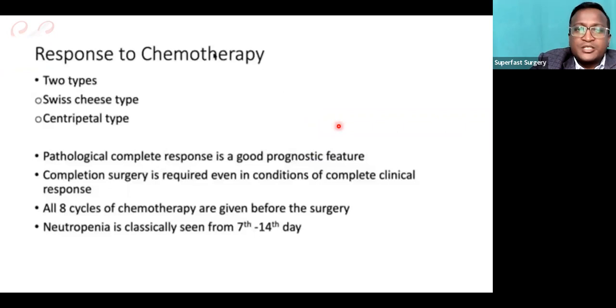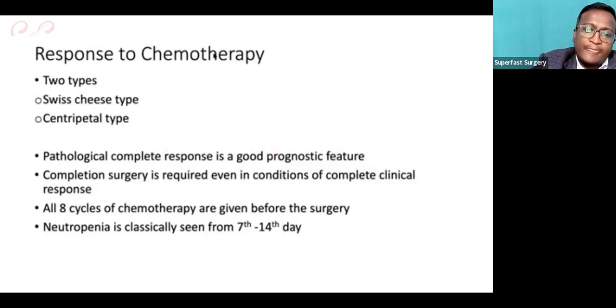Now, how does the tumor respond? It is not like if you give chemotherapy, the tumor will respond concentrically and decrease smaller from 4 cm to 1 cm. It is not like that. The response is of two types. Either it is Swiss cheese or centripetal type.